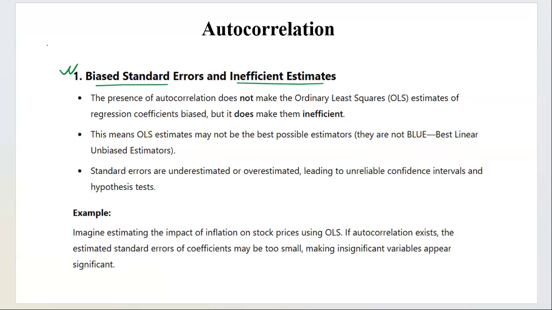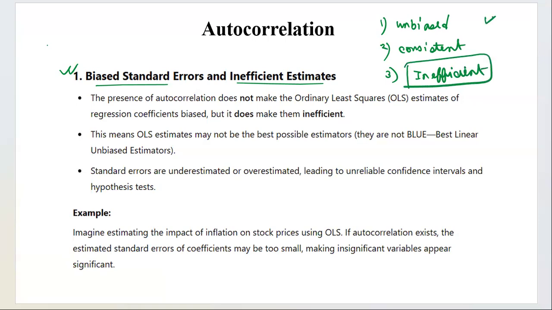So under autocorrelation, the estimators will be unbiased. This is not an issue. They will be consistent. Consistency is also not an issue. But the problem is it will be inefficient, right? This is the same problem that we faced in heteroscedasticity, if you remember. The estimators are unbiased, the estimators are consistent, and they are inefficient. Inefficiency is the main problem that leads to other problems as well.